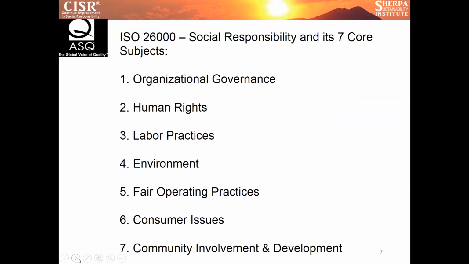ISO 26000 has 7 areas or 7 core subjects. They are organizational governance, which for some of us is senior management, human rights, labor practices, environment, fair operating practices, consumer issues, and community involvement and development.